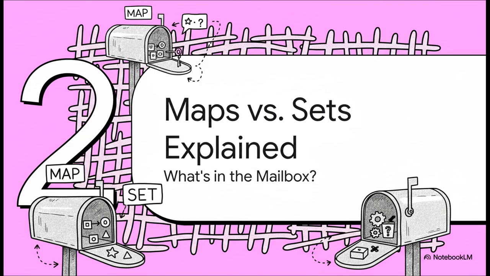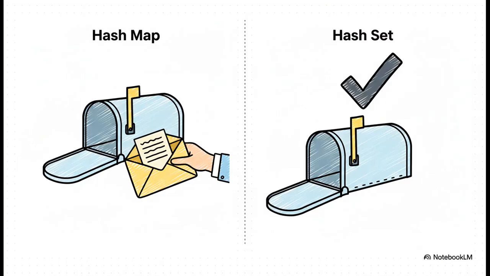Okay, so if both hash maps and hash sets are built on this same awesome hash table foundation, then what's the difference? Why do we even have 2 of them? Well, it all comes down to a really simple question. What are you actually putting inside each mailbox? And this right here is the absolute core of it. A hash map stores 2 things, a key and then a value that's associated with it. You can think of it like putting a letter that has actual content inside the mailbox.